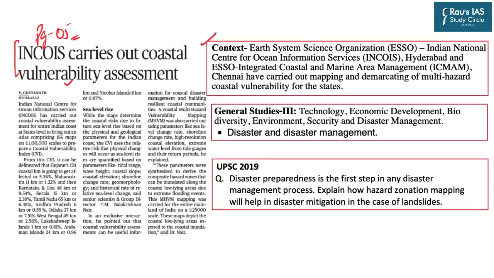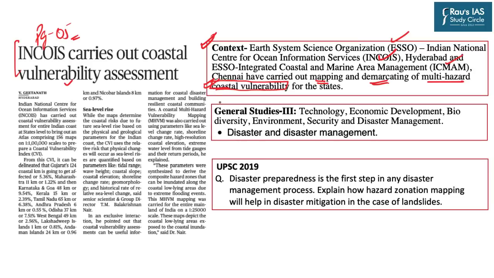The context of this topic is that recently the Earth System Science Organization, that is ESSO, INCOIS, and the Integrated Coastal and Marine Area Management, that is ICMAM, have carried out the mapping and demarcating of the multi-hazard coastal vulnerability for the states. Now the context of this topic talks about the multi-hazard coastal vulnerability, which means that the coast of India is not prone to only one or two types of hazards or natural disasters, but it faces multiple hazards. Now what are those hazards we'll learn in this session.